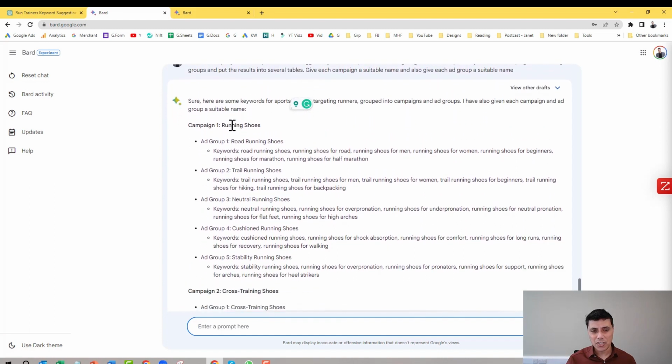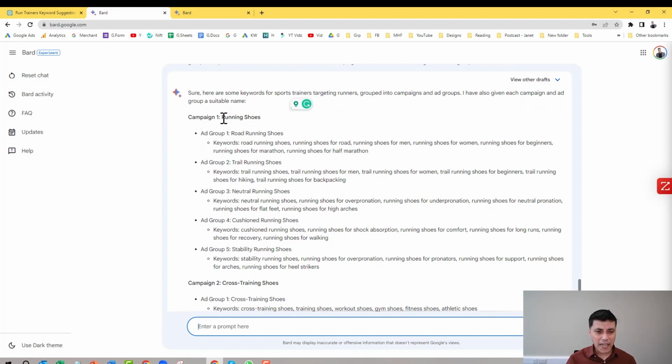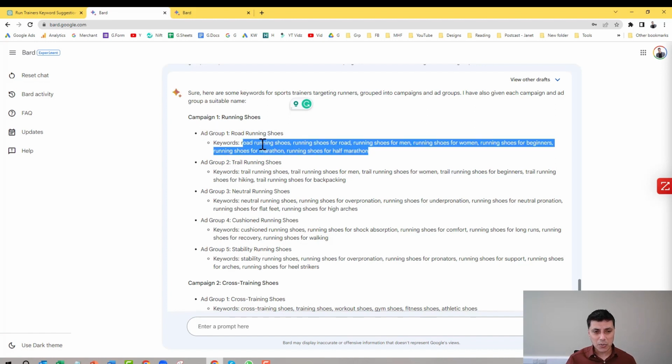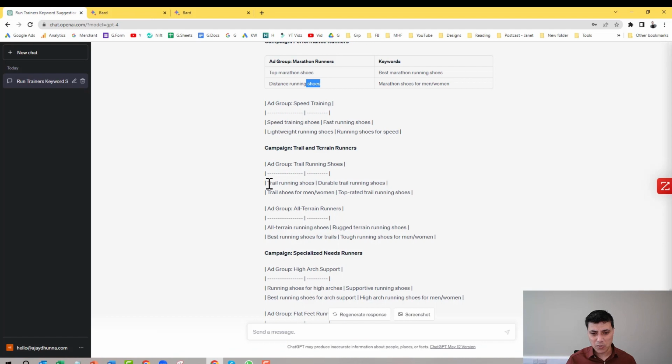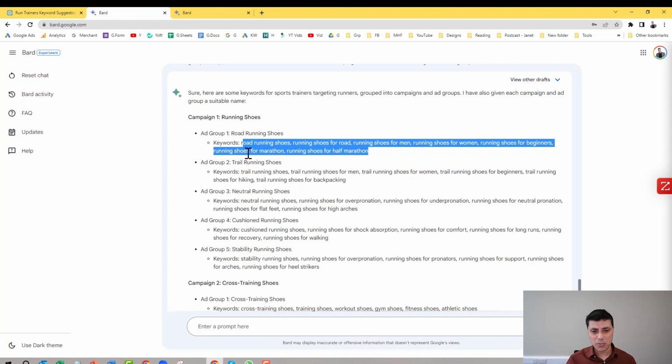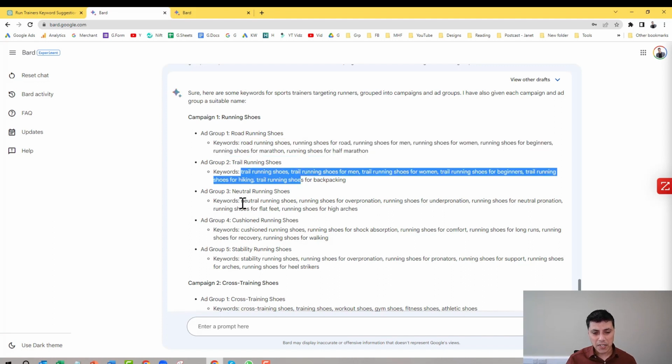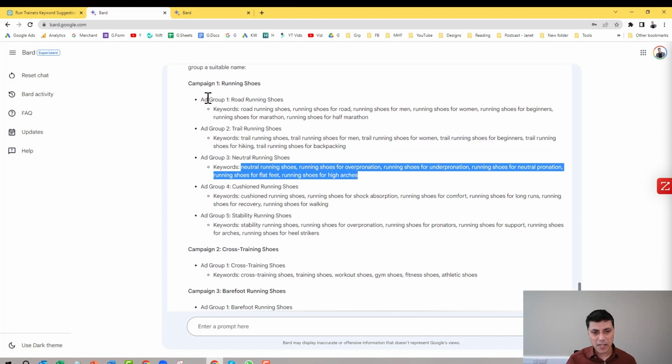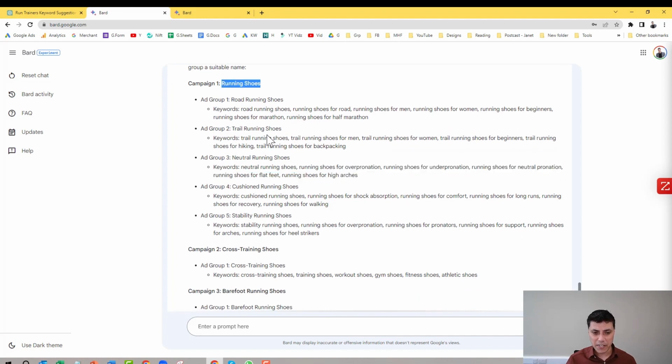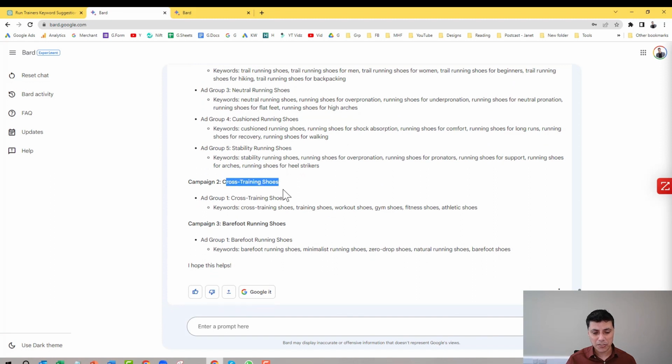It's not really a table as such. Campaign 1, running shoes, ad group 1, it's giving me the name of the ad group, and all the keywords in one easy to use copy and paste. So unlike ChatGPT, where I'm going to have to copy and paste these individually because they're all separated by these pipe symbols, Bard has put them in for me. So keywords, and here's all the keywords I can use. Trail running shoes, and here's all the keywords I can use. Neutral running shoes, and here's all the keywords I can use. And this is for a campaign called running shoes. It's done the same for a campaign called cross training shoes, and then barefoot running shoes.